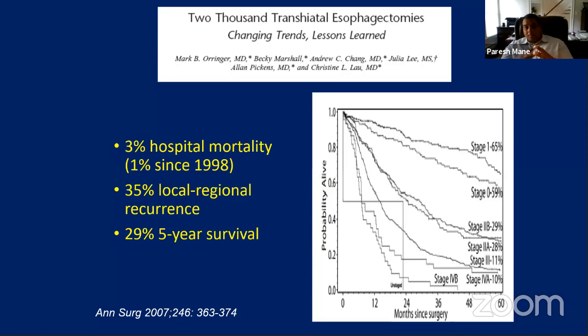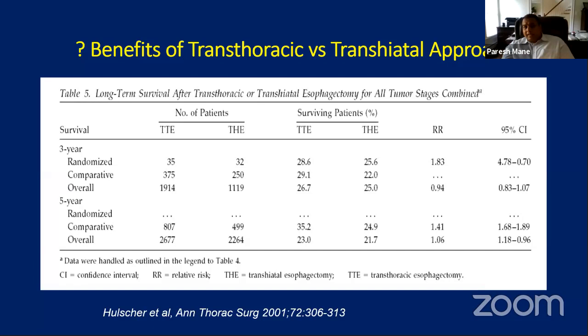There is not much difference between the transthoracic versus the transhiatal approach, other than the fact that the transthoracic approach involves a thoracotomy and has a higher percentage of pneumonias.